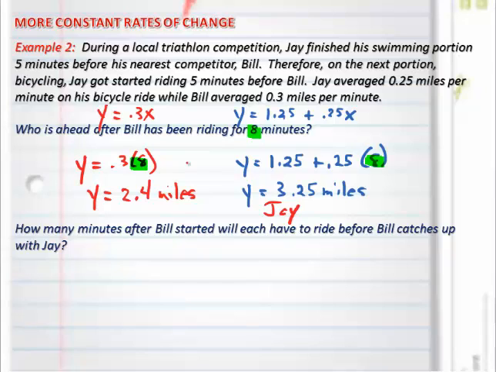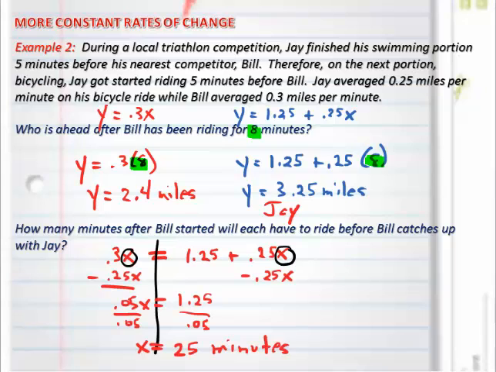So go ahead and I'll help you set it up. You're going to say 0.3x, that's Bill, equals 1.25 plus 0.25x, and that's Jay. Now we're going to set them equal. We're going to solve the equation for x. The x's are on different sides, so you have to move them to one side. Okay, so pause the video, do that, and then come back and see how you did.